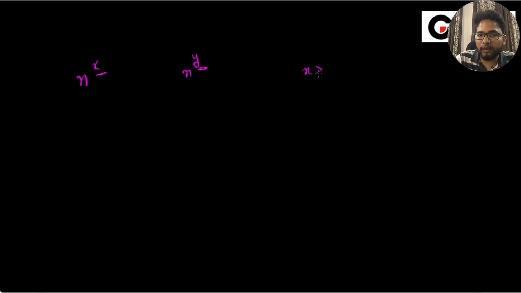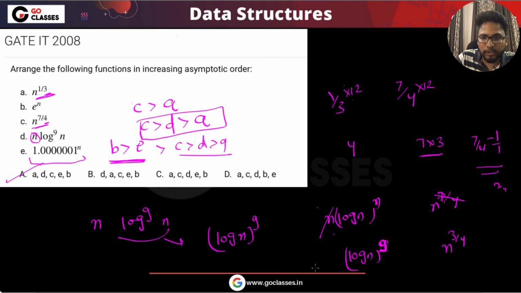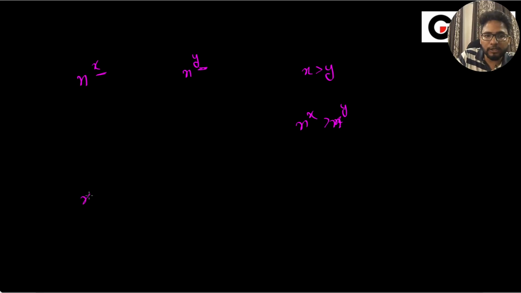If x is greater than y, then you can say n power x is greater than n power y. And what about if the bases are different and the power is the same? Let's suppose the power is n and the bases are different, x power n and y power n. Then if the powers are the same and the bases are different, it is also applicable. You can say if x is greater than y, then x power n is also greater than y power n.